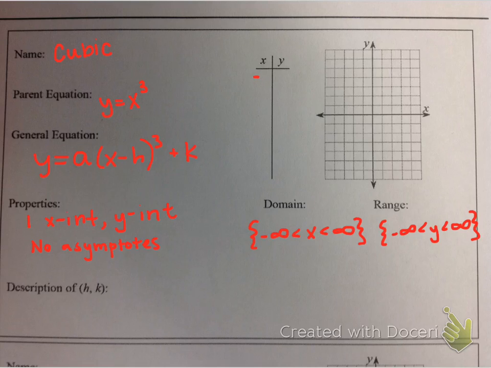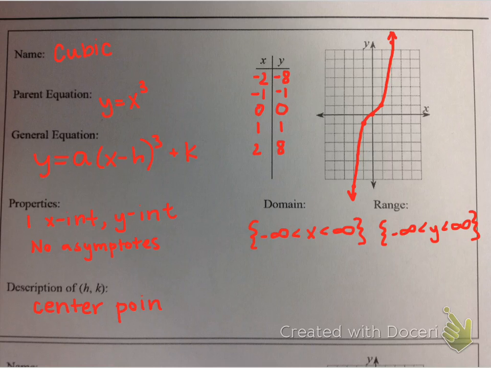Now this function is not going to have one because I don't have anything under a square root. I don't have anything in a denominator. So there's no x value that's off limits for me. So go ahead and fill in that there's no asymptotes and there's always going to be one x-intercept and one y-intercept. Let's make this table and graph.